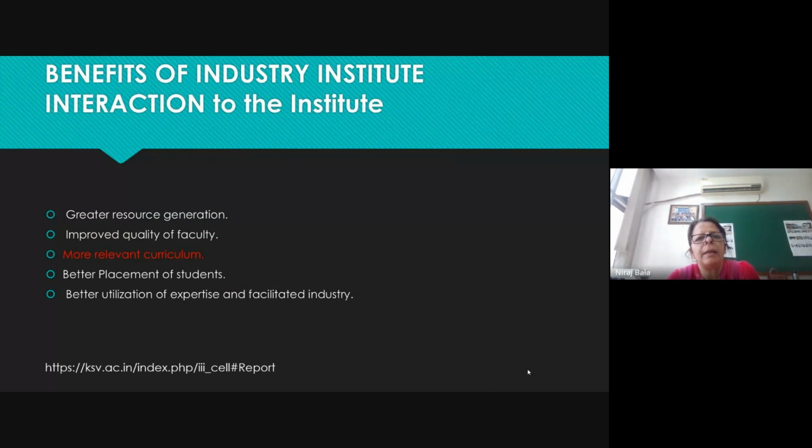So, how it helps the institute, let us see briefly. First of all, there is greater resource generation. More resources can be generated. Like I told you, if you have some consultancy also, then some revenue generation can be there. There is improved quality of faculty if there is interaction. More relevant curriculum, as we have already covered. If the experts are there from industry, the curriculum will be more relevant for the students who will be going into the industry. Better placement of students, definitely it helps in the placement of the students also. And better utilization of expertise and facilities.